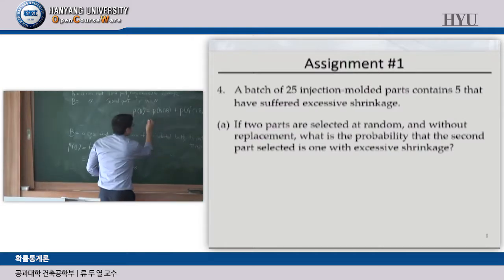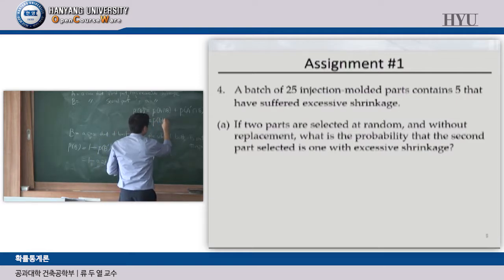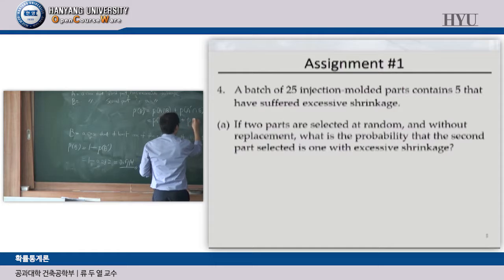So this can be changed to the conditional probability of B given A multiplied by the probability of A, plus the conditional probability of B given A prime multiplied by the probability of A prime.